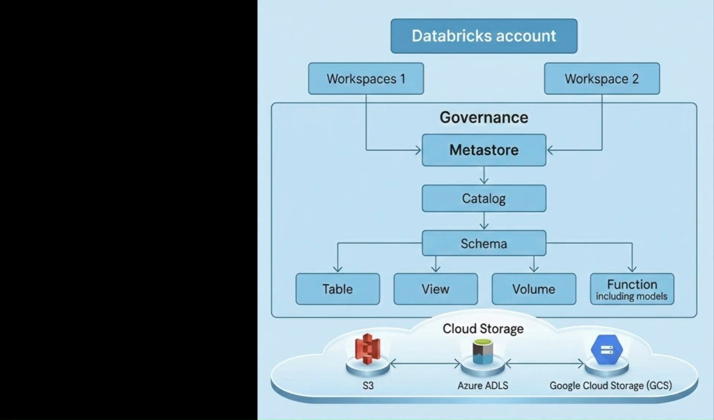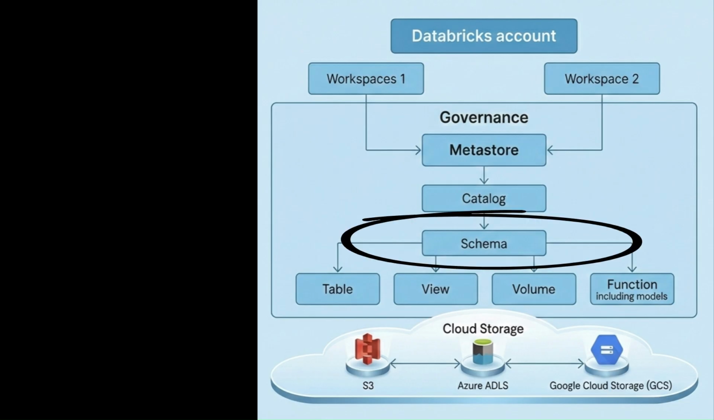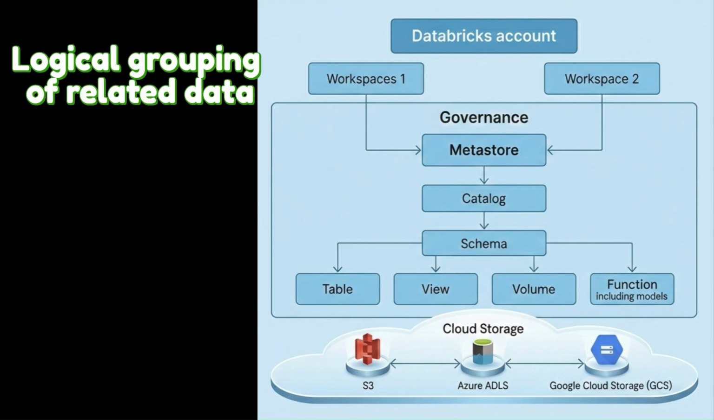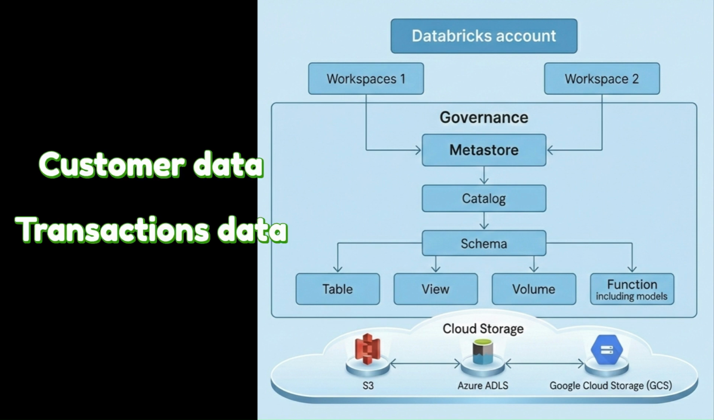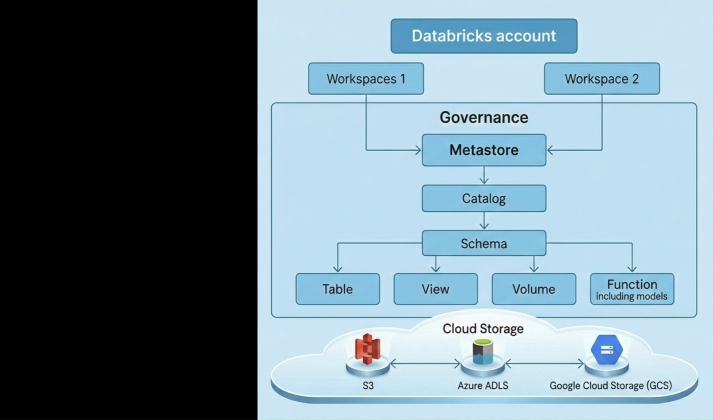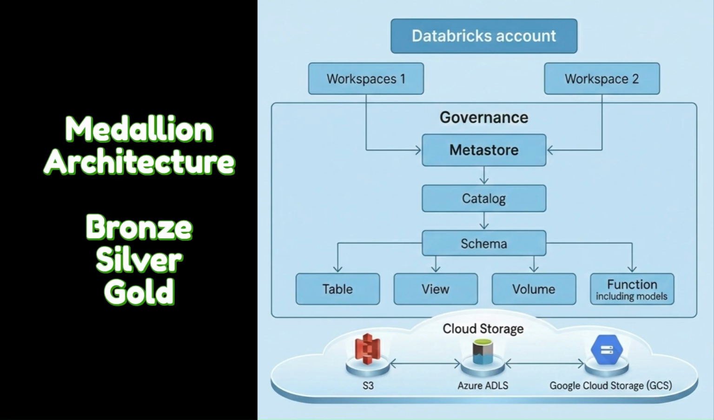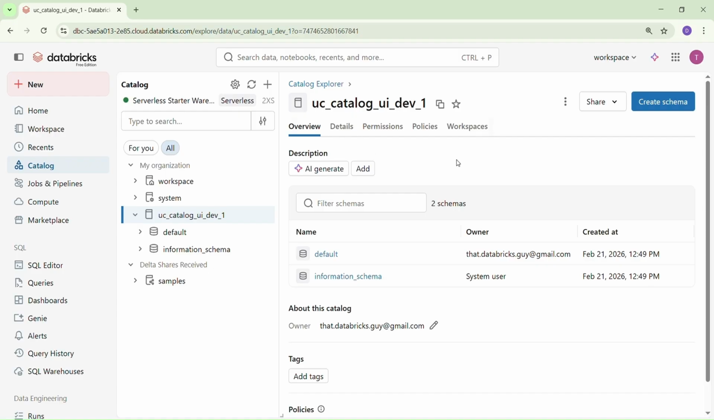prod. Now, inside the catalog, in the hierarchy or in the 3-level namespace, we have schema. What is a schema? A schema is a logical grouping of related data. For example, in dev, you can have customer data or transactions data. The most common use of schema is to create bronze, silver, and gold data. That is the medallion architecture, about which we will see in the subsequent videos. Schema helps us in organizing data within a catalog.